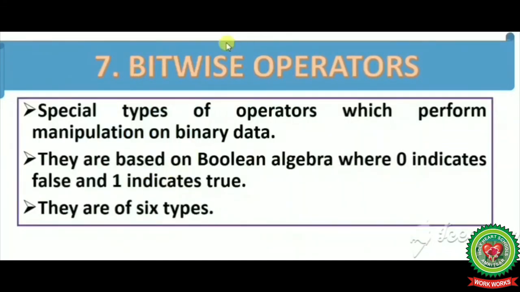Next category of operators, we are having bitwise operators. We can understand it clearly from the name. Bitwise means operating on bits, that is 0 and 1. Special type of operators which perform manipulation on binary data. They are based on Boolean algebra where 0 indicates false and 1 indicates true. They are of 6 types.